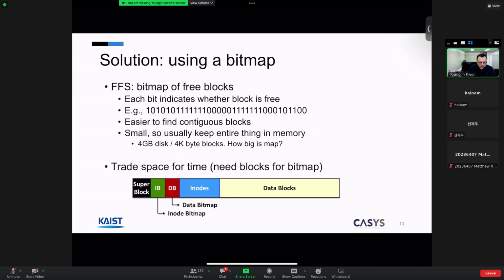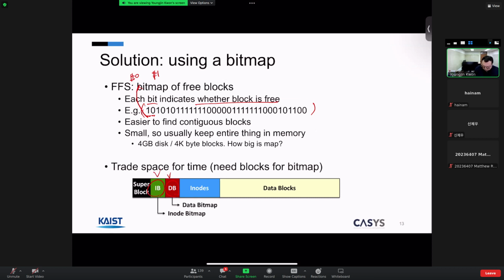Okay, so bitmap. In a bitmap, each bit indicates whether a block is free or allocated. For example, this is a sequence of bitmap where this one indicates block number 0. 1 means allocated. This is block number 1. 0 means not allocated. This entire bitmap is stored in a specific location. Here, the inode bitmap or data bitmap. It's the bitmap for inode allocation. This is the bitmap for data allocation.